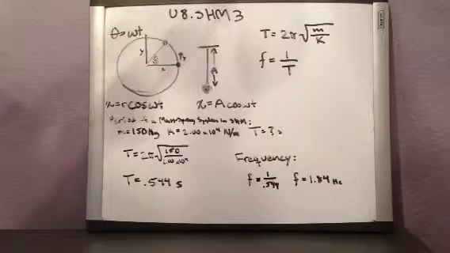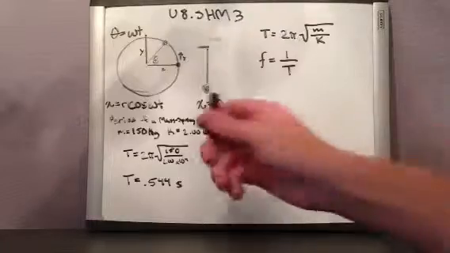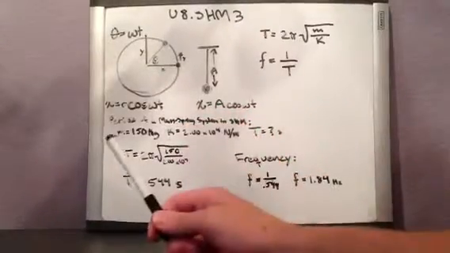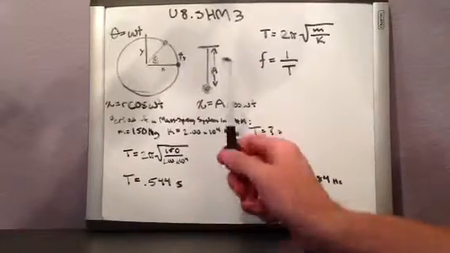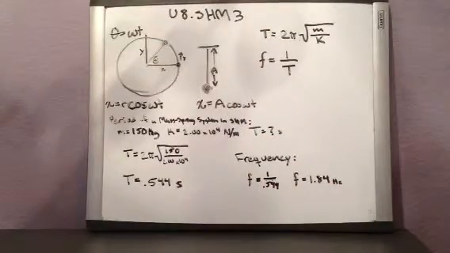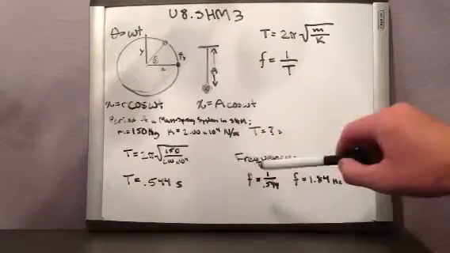Alright, this is Unit 8, Simple Harmonic Motion, Topic 3. For this topic, I am describing the relationship between uniform circular motion, shown here, and simple harmonic motion, shown here, and then calculating the period and frequency of a mass spring system in simple harmonic motion down here.